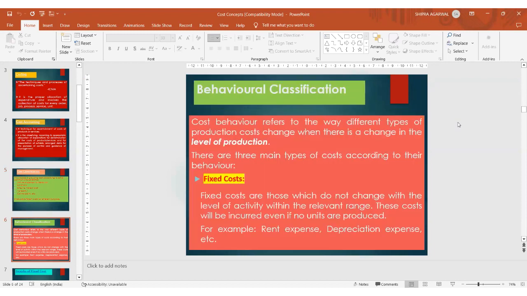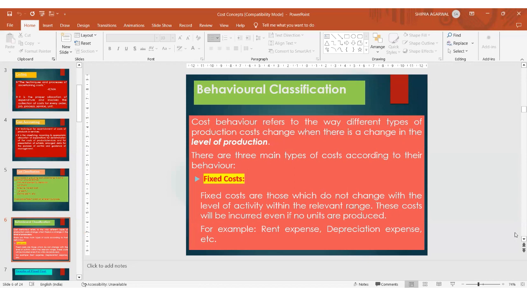We start with the first one, that is the behavioral classification. Behavioral classification basically means the different types of costs based on the level of production. And based on the level of production, we have three different types of costs: fixed costs, variable cost, and mixed cost. Fixed cost is the cost that will not change with the change in the level of activity.